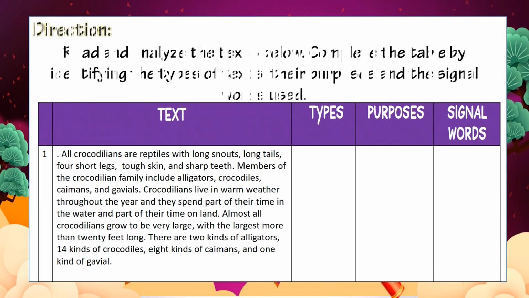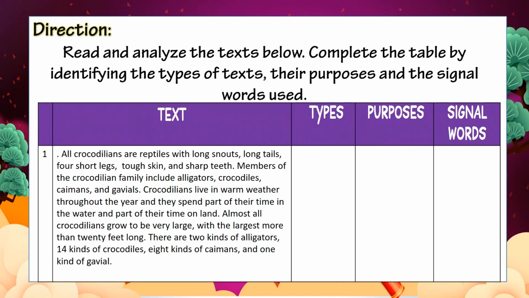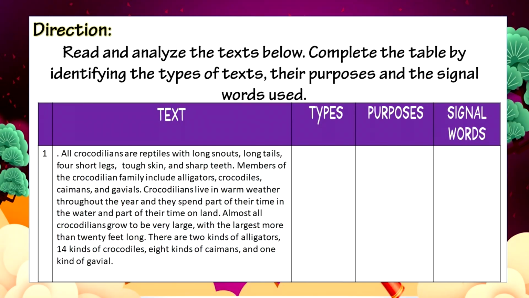Let's put into practice what we have learned. Let's answer the following exercises. The direction is, read and analyze the text below. Complete the table by identifying the types of texts, their purposes, and the signal words used.